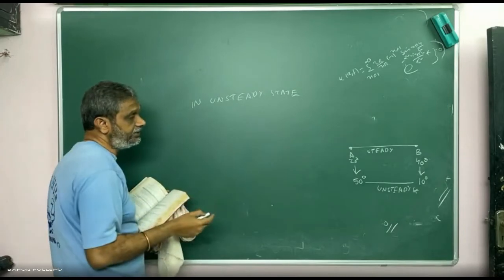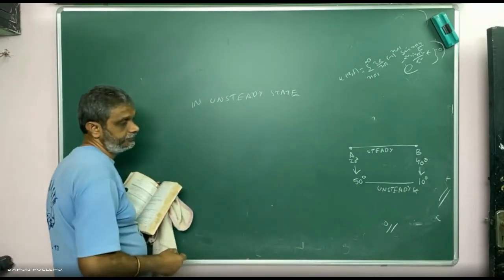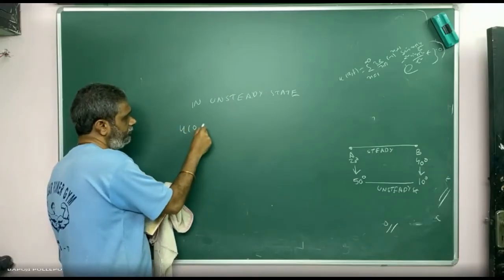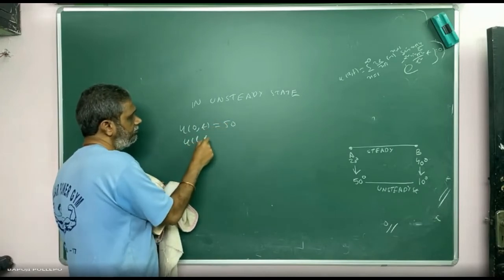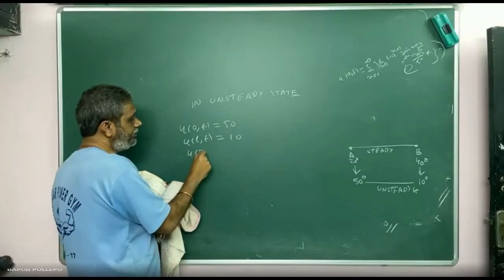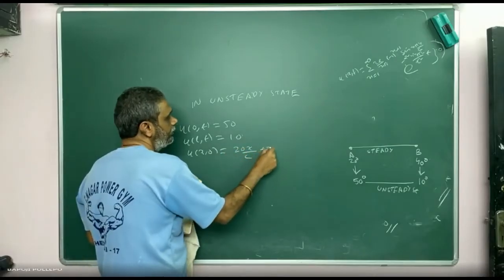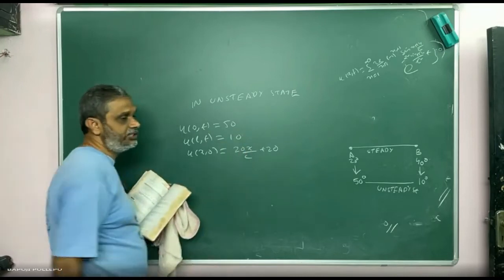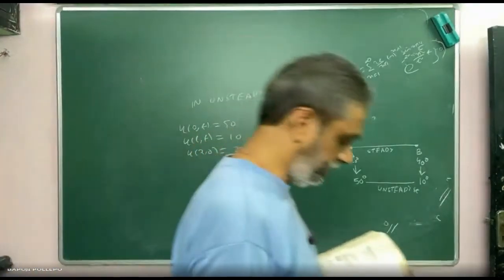In unsteady state, what is the condition? U of 0 comma t is equal to what? 50. Very good, this is a very good problem. U of 0 comma t is equal to 50. Then U of L comma t is equal to 10. Then U of x comma 0 is 20x by L plus 20. But in the steady case, with these two conditions equal to 0, I could go smoothly. But here I cannot. It's a very dangerous problem.